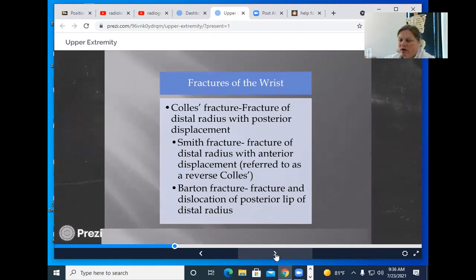Special fractures that we'll look at, when we look into trauma in the back of the book, we have the Colles fracture and the Smith fracture. One is just a way that the movement of the radius moves, depending on if it moves just posterior or anterior. And then a Barton fracture is just a slip of the lip area of the distal radius only.